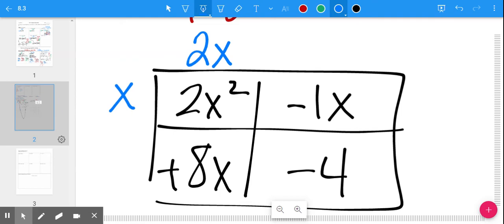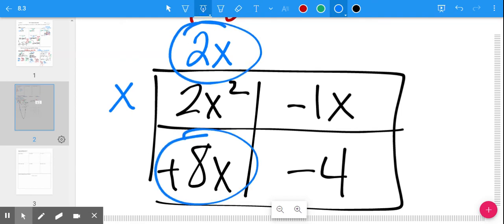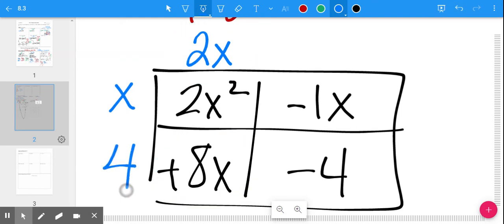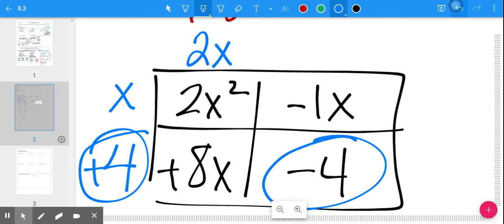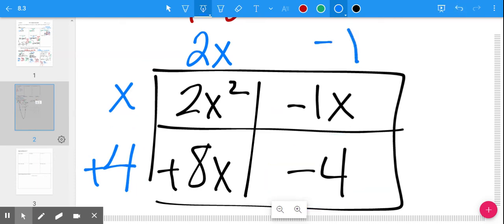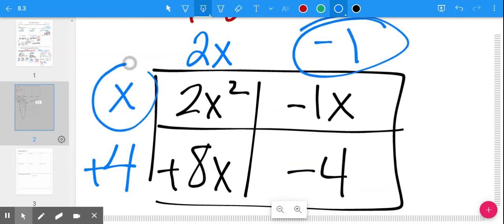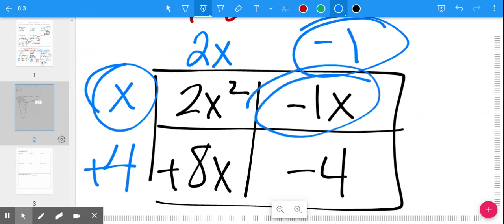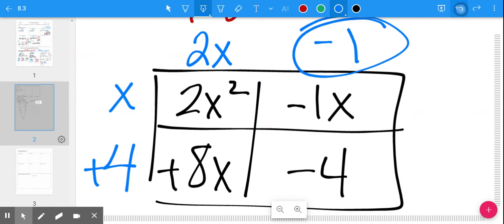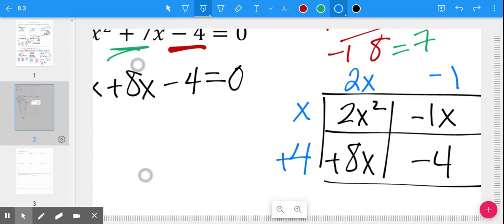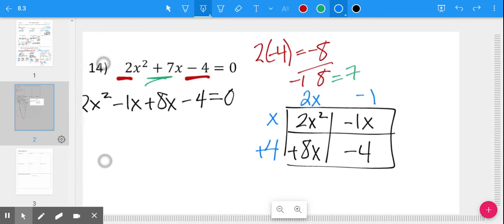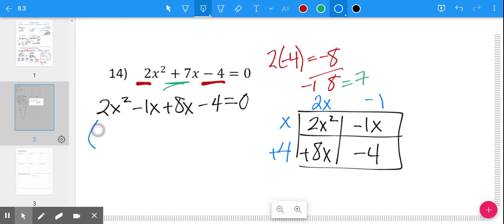So to turn a 2x into an 8x, we multiply by 4. To turn a positive 4 into a negative 4, I multiply by negative 1. And just to make sure it works, negative 1 times x gives you that negative 1x. So now I have my two binomials. I know I break down this polynomial to 2x minus 1 and x plus 4.